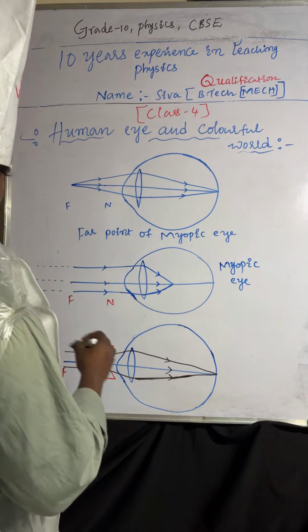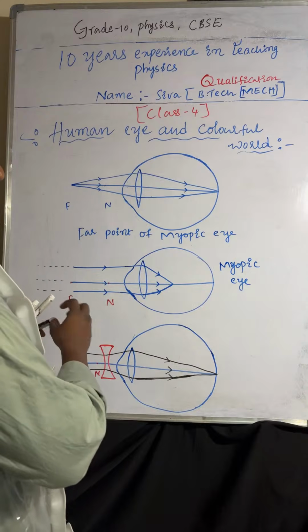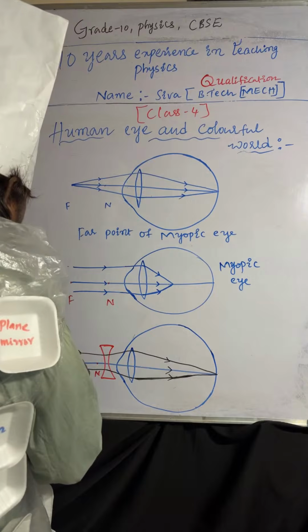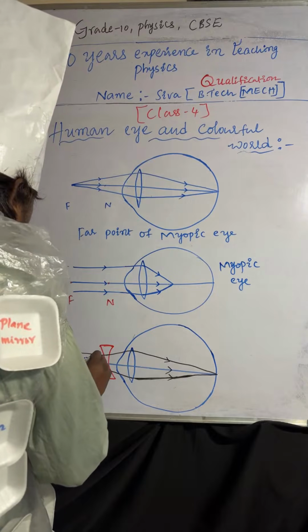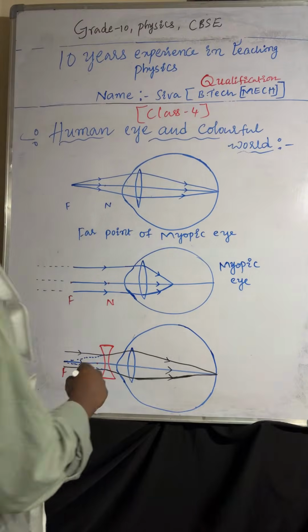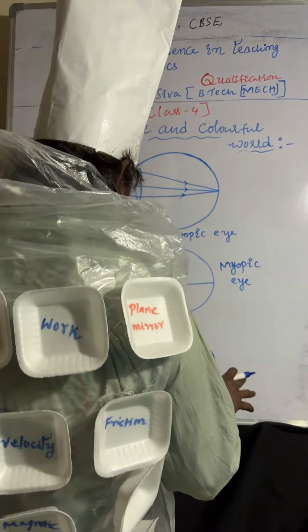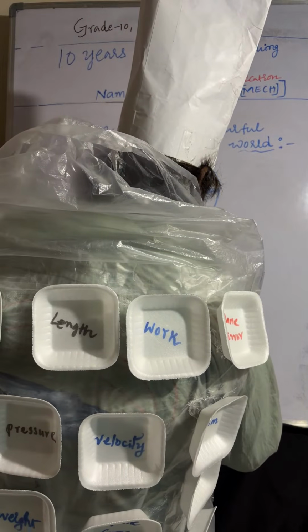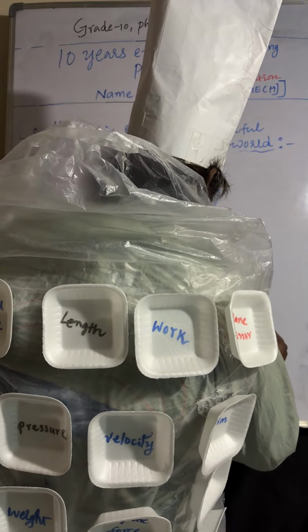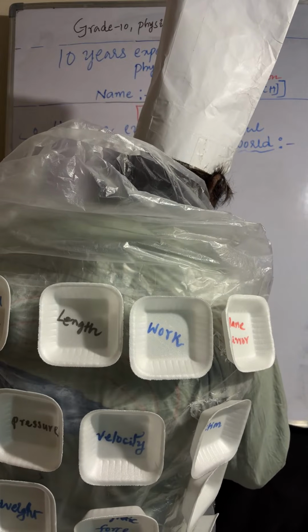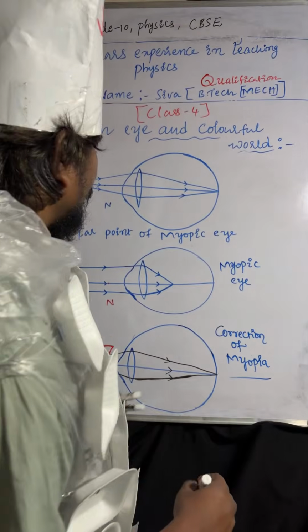So those dotted lines should meet here at the far point. So this is the correction of myopia. Correction of myopia. Understood or not?